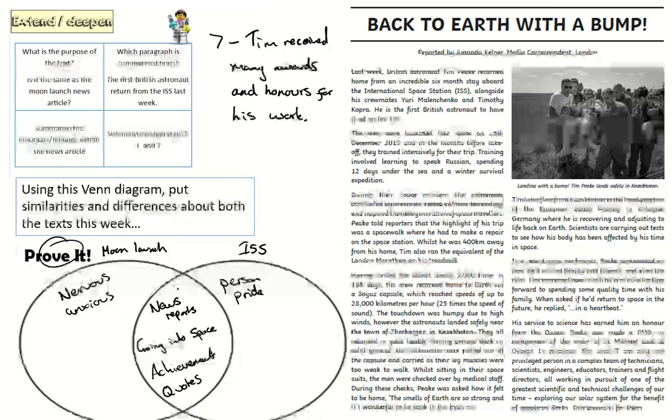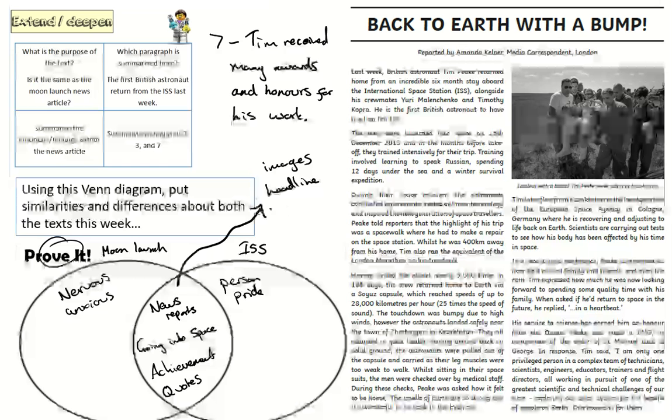Both have got, to be fair, there's going to be loads more in here, isn't there? I'm going to have to go up here. They've both got images. There's a headline. They include dates. In terms of what's different, I think it really is only linked to this question here. The feelings and emotions is the only thing that's really different in these two news articles.